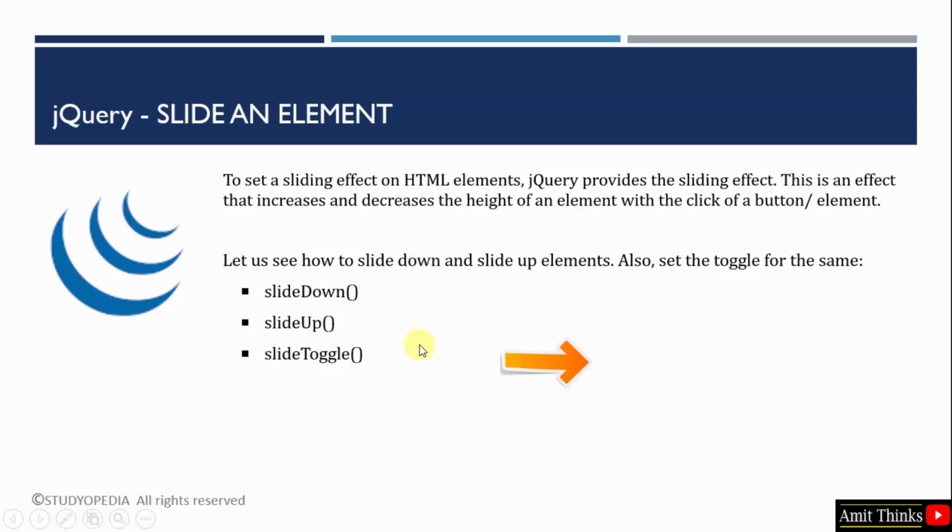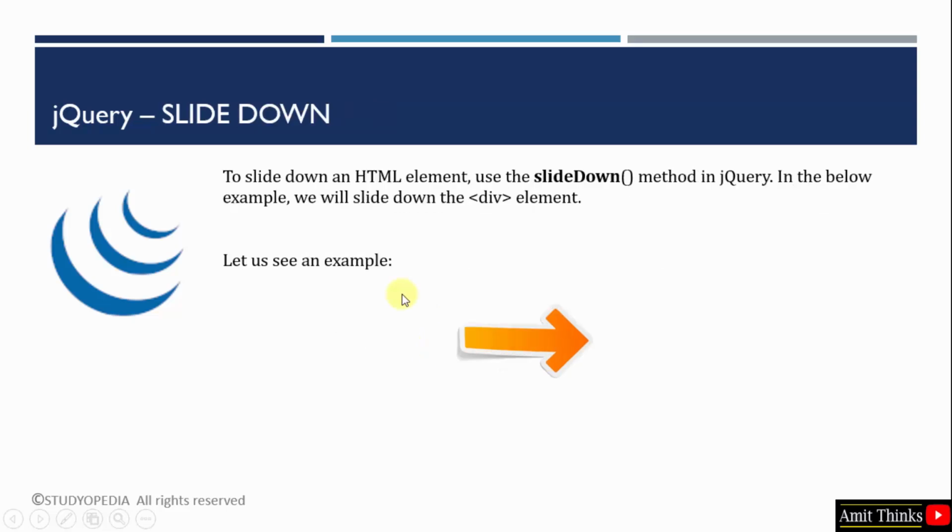Now we will see all these methods one by one with their examples. Let us start with the slideDown method. For the slideDown method, we will slide down an HTML element. For that, use the slideDown method. We will be creating a div element and we will show the slide down effect on it. Let us see the example.